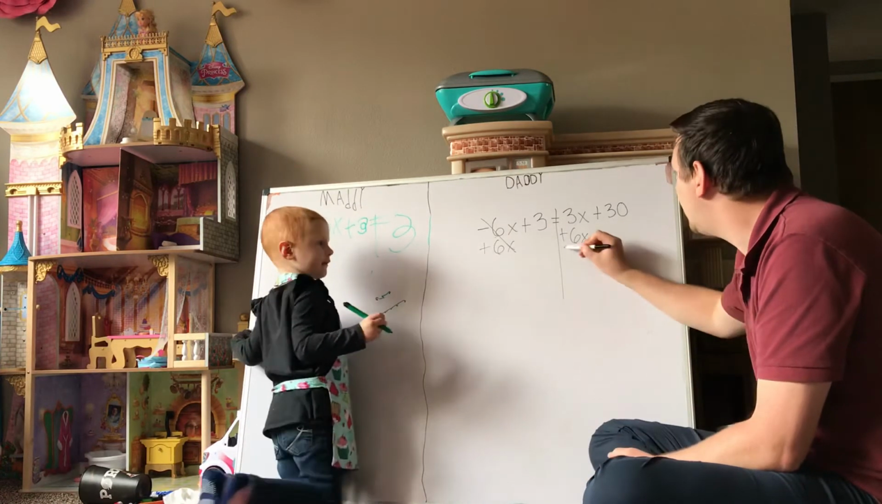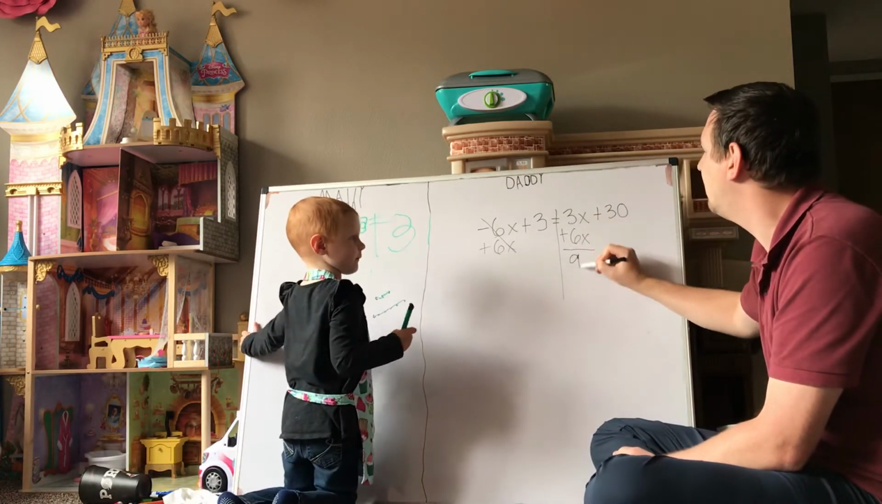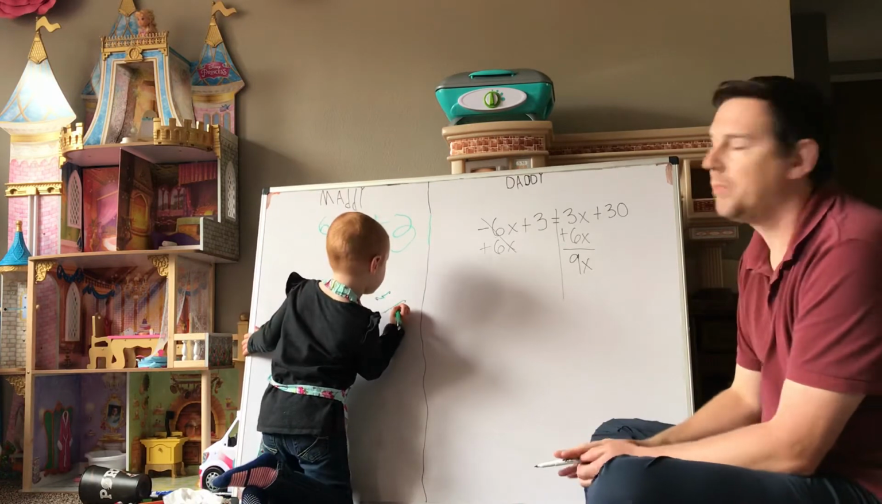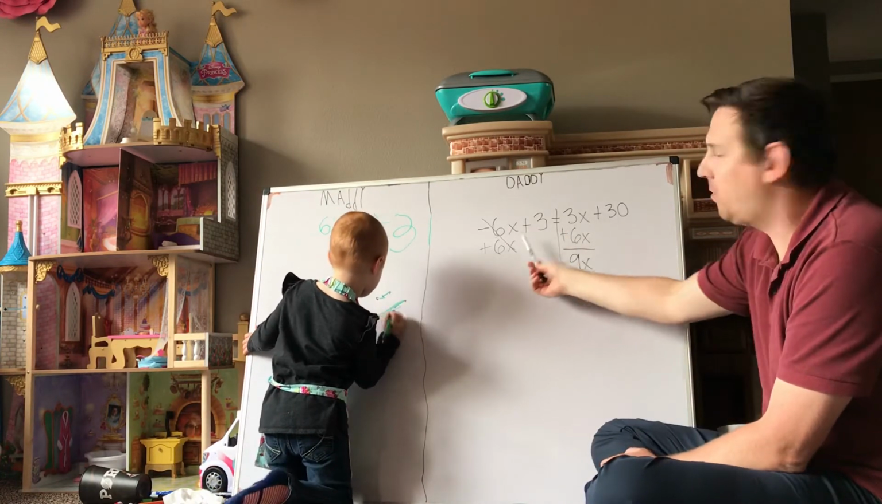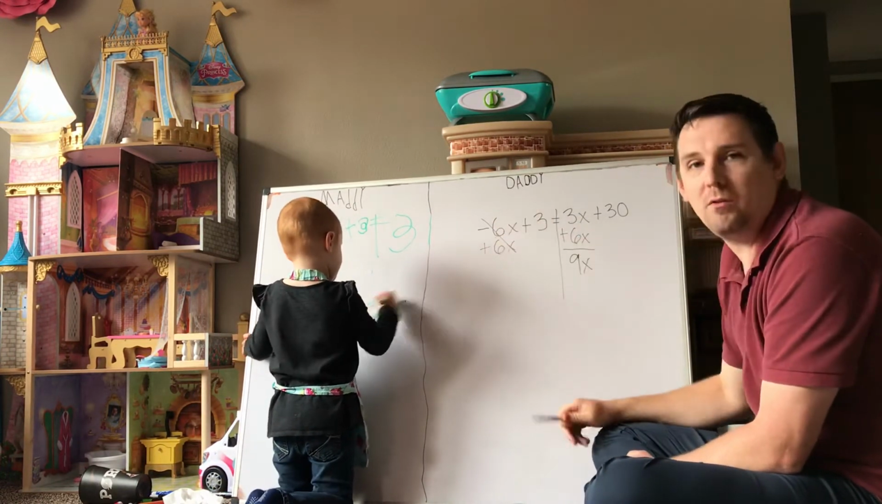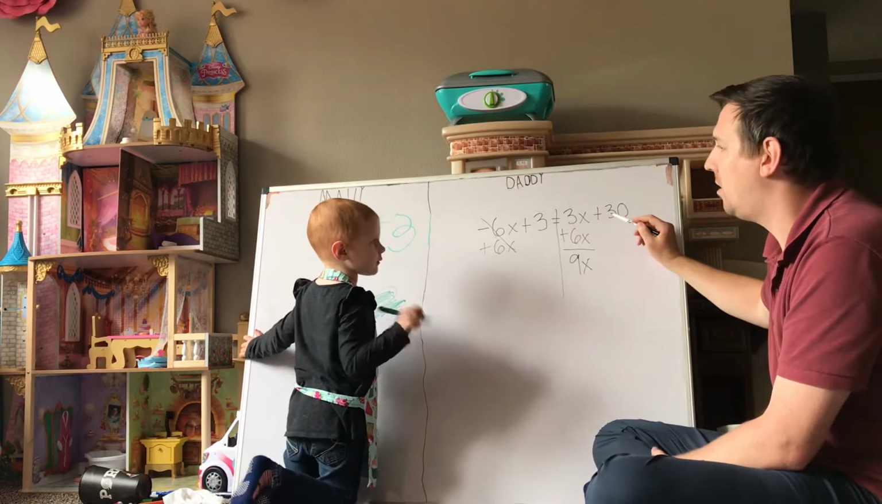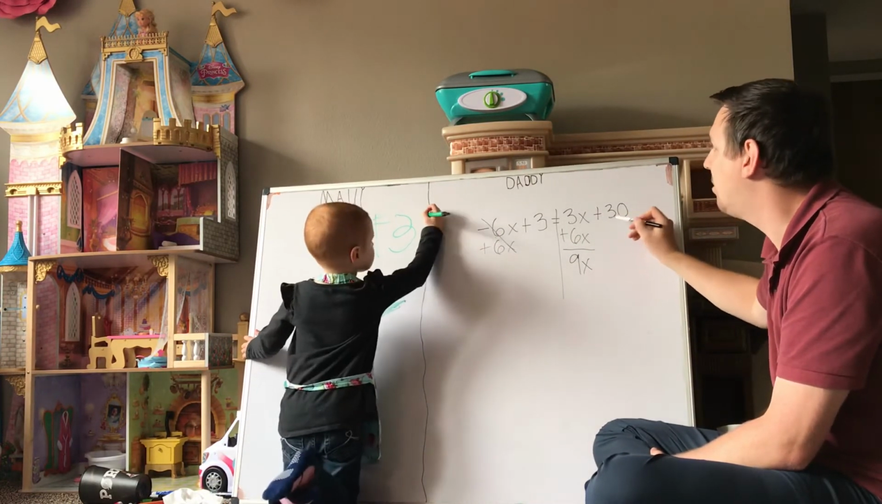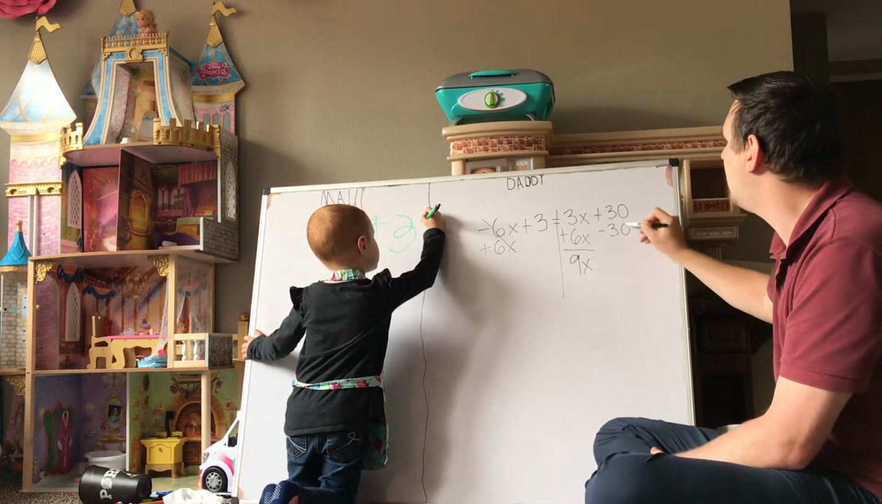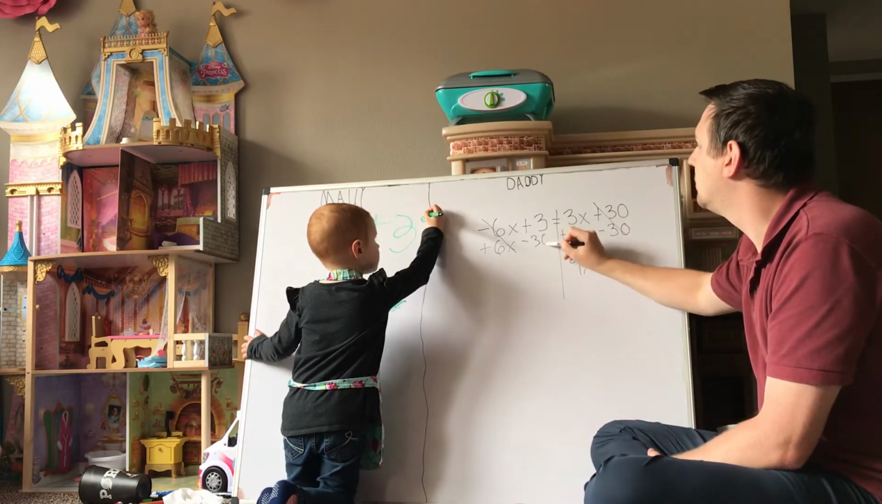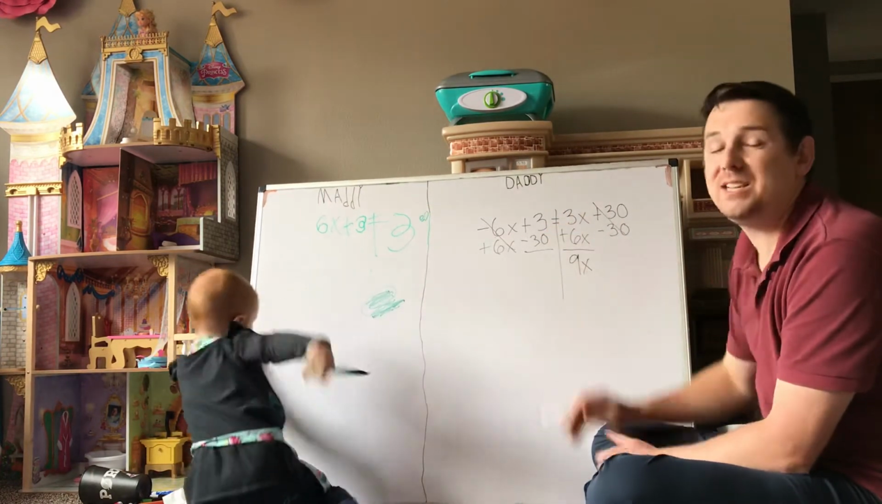9. So 3x's plus 6x's is 9x's. Now, if we move this plus 3 over here, that would leave us with nothing over here. So we need to move plus 30. And the opposite of adding 30 would be to take away 30. Positive 3 take away 30.